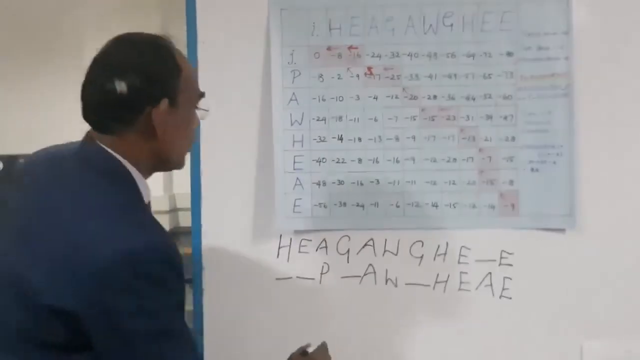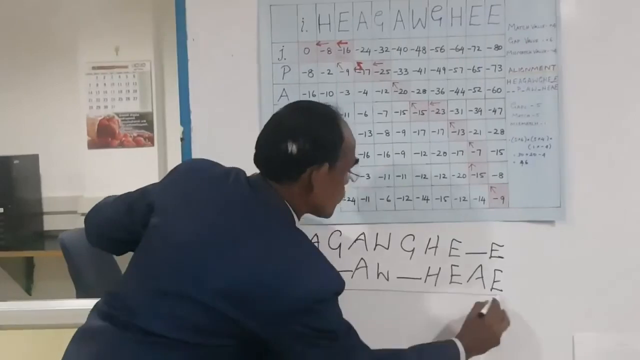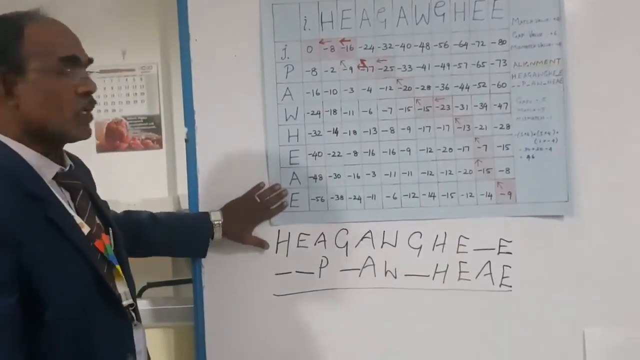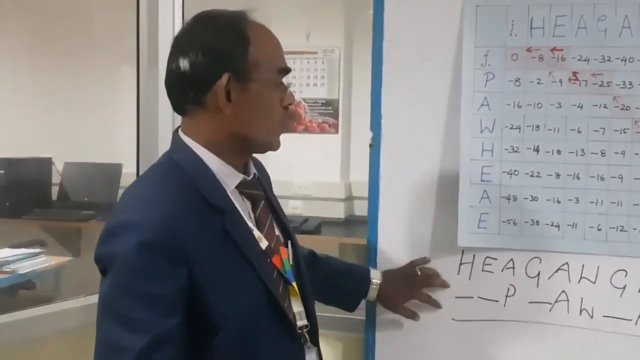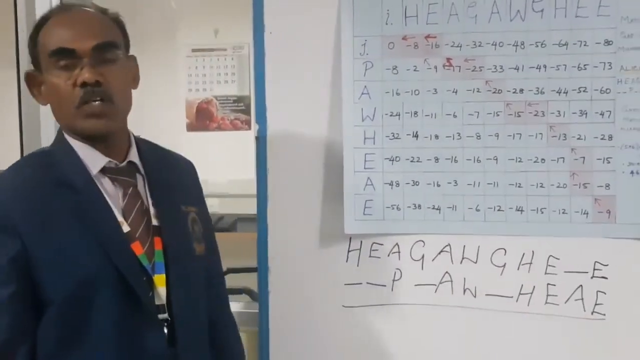So now this is the typical alignment program. We have completely aligned the given string 1 with string 2, and this is the total global sequence alignment.